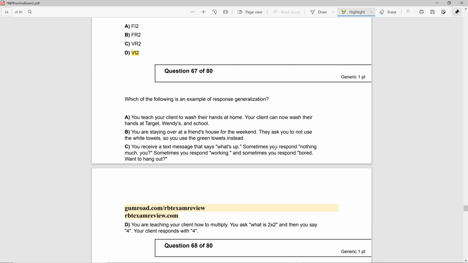B, you're staying over at a friend's house for the weekend. They ask you to not use the white tiles, so you use the green tiles instead. Now response generalization, you're using discrimination. You're discriminating between white tiles and green tiles.